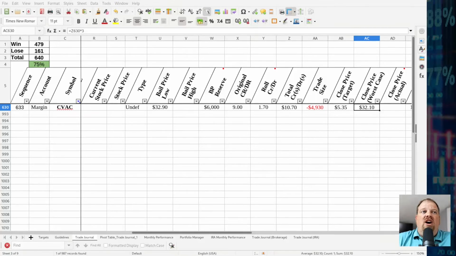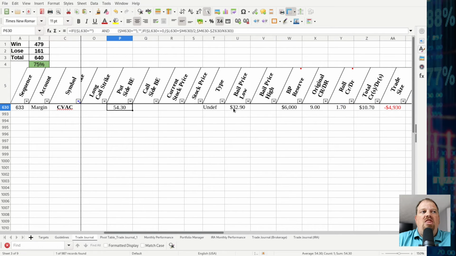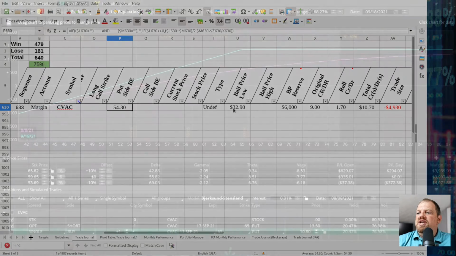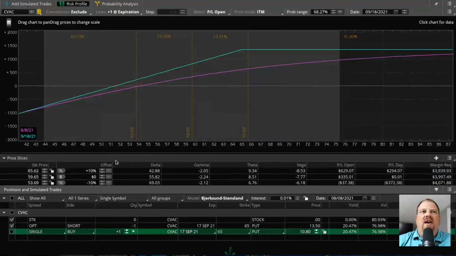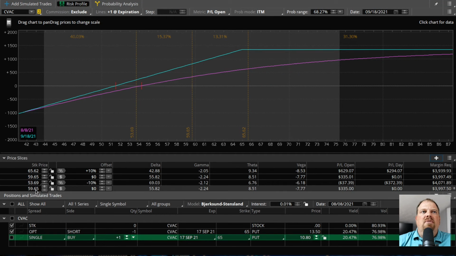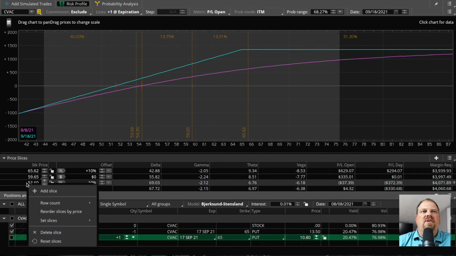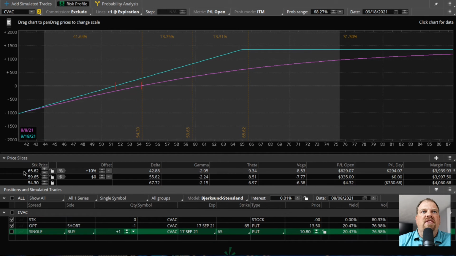So one of the things that I often do is I come in here, and in my form I have a break even. So my break even is at 54.30. Okay. So what I'll do is, in my brokerage account, I will come back, and on one of my price slices, I will typically add my 54.30 break even price. So let me drop these 10% because I don't really need them.